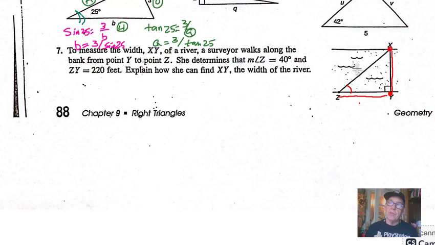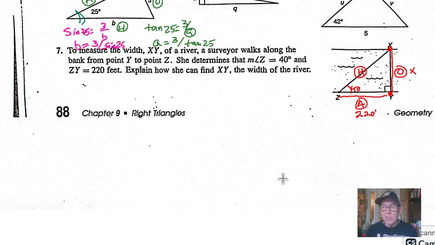Now, straight line distance would be the hypotenuse. This angle gives us that this is the adjacent side, and then this is the opposite side. So we want to find out what the width of the river is, XY, the width of the river. We'll call that x for this problem. And they found out that they paced off 220 feet, and the angle is 40 degrees. The sighting angle is 40 degrees. So with this being our reference angle, we've got an x involved and a 220 involved. This is an opposite over adjacent, which is a tangent problem.